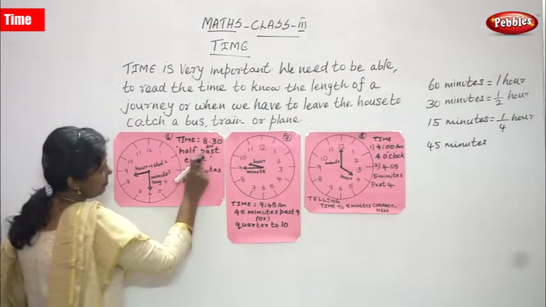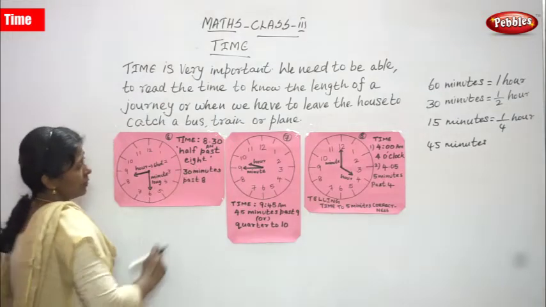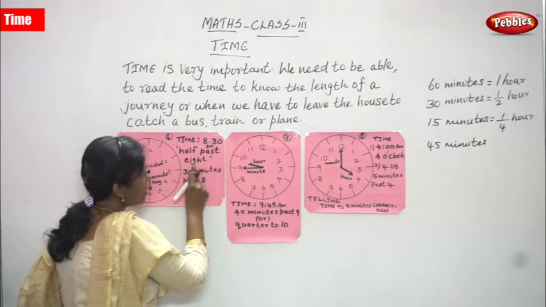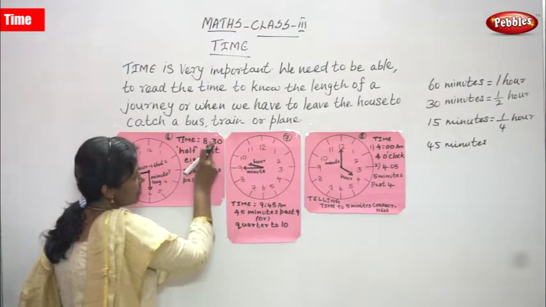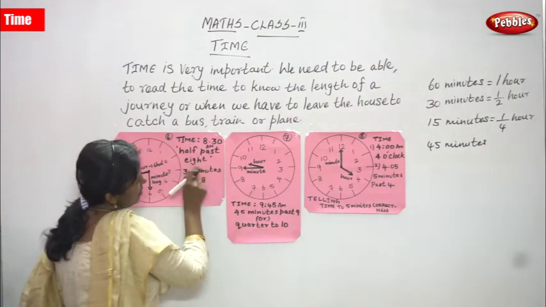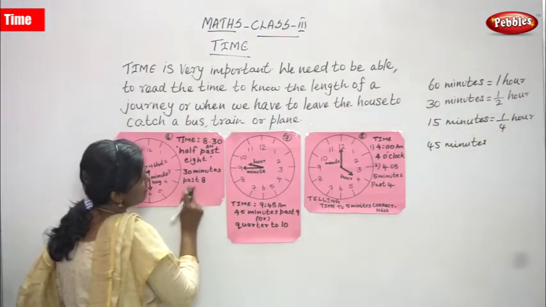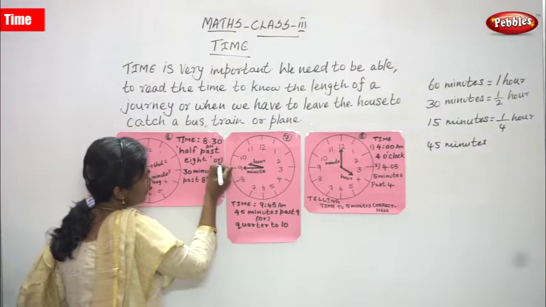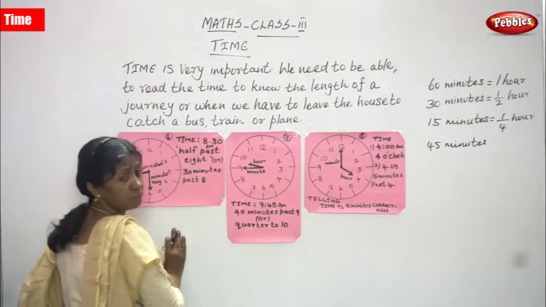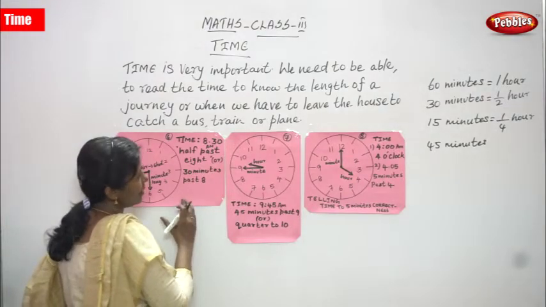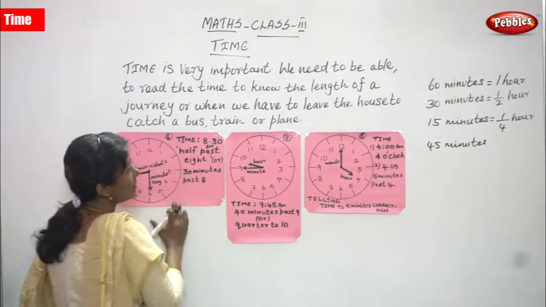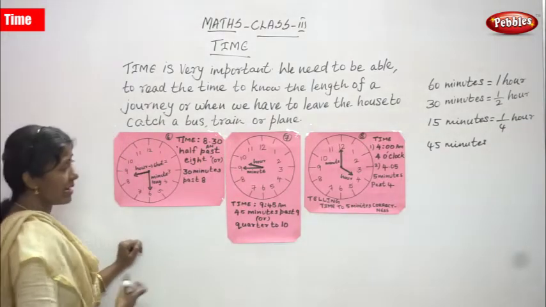Otherwise, we can say half past 8. This is the writing method, and when you read the time, you say half past 8, because 30 minutes can be considered as half an hour. Half an hour is over, so half past 8. Otherwise, we can call it 30 minutes past 8. Now the time is 8:30 a.m. It is in the morning, so I have written 8:30 a.m.